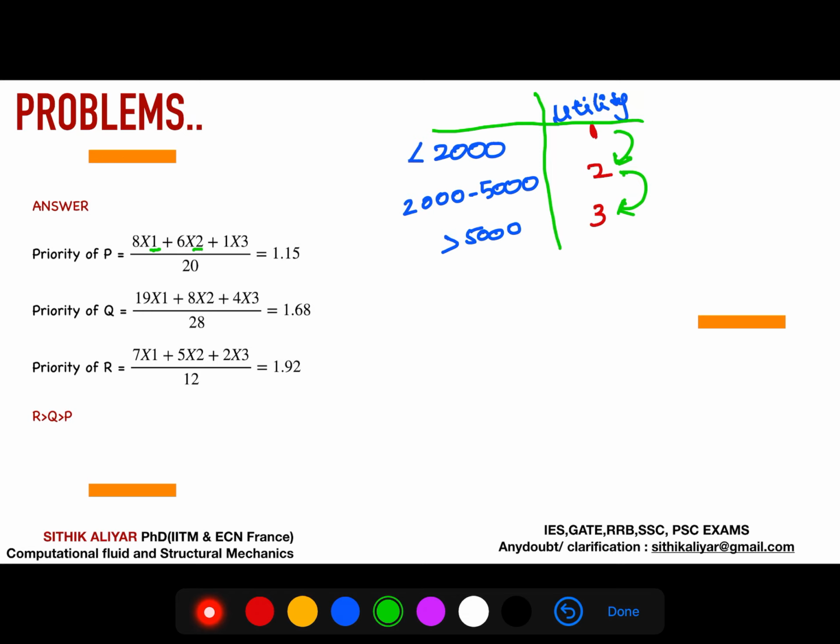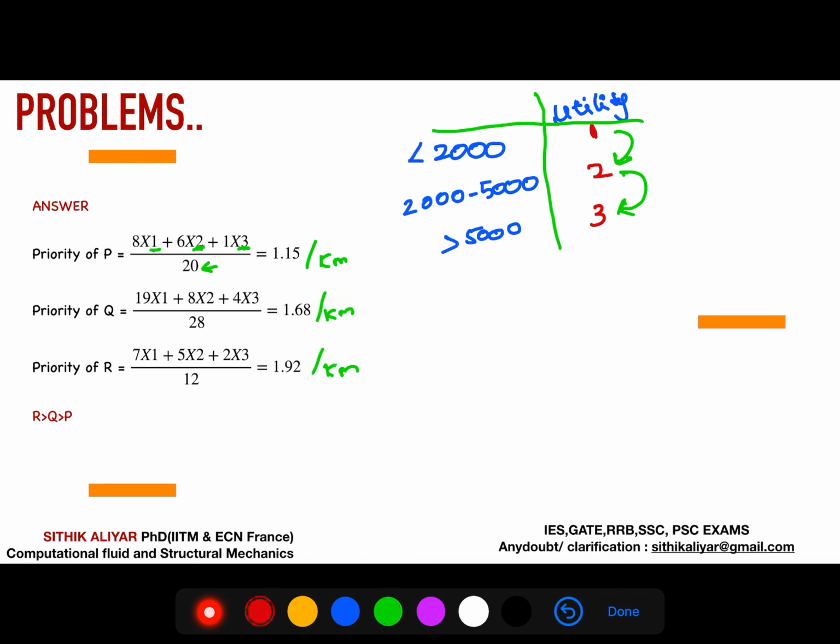8 is the number of people with population less than 2000, so I used the utility factor 1. For the second population I used 3. The third population, divided by the length of the road, will give you the answer per kilometer. Correct? Per kilometer, what is the utility of each road?